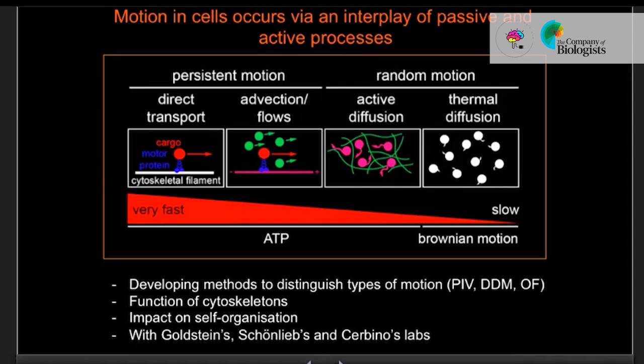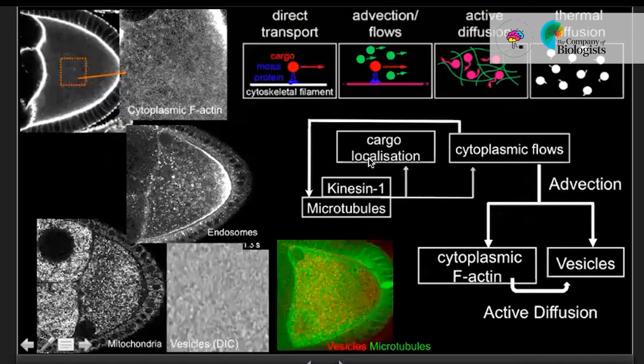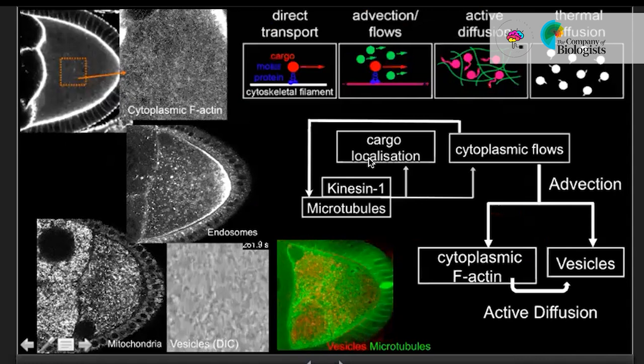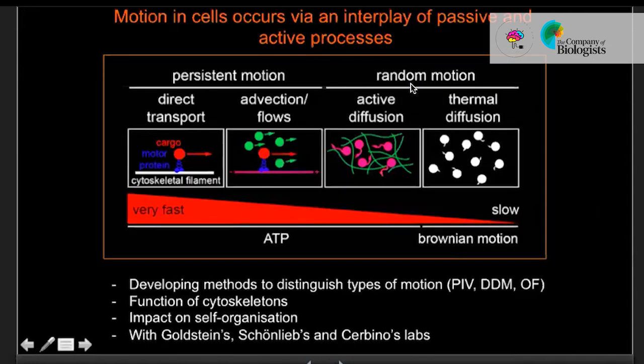And that motion has directionality, so it is a persistent motion, and it is helping things to be localized as well. The other motion that happens a lot in cells that is not so much understood is active diffusion. That is not persistent, that is random, but it is still ATP dependent.